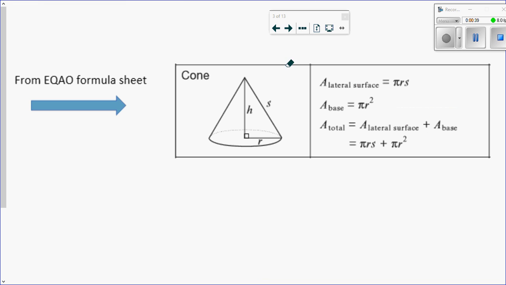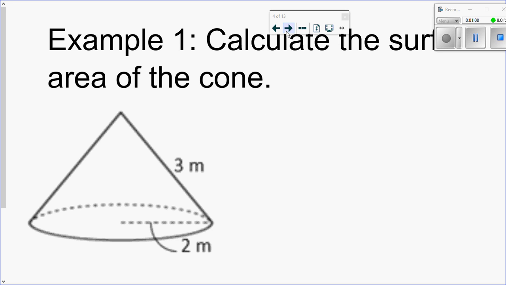The ground. That's right. If you have a look at the EQAO formula sheet, you're going to see this entry beside what a cone looks like. Notice it's got a little funky S there, and that is referred to as the slant height. And you'll see it makes a marvelous appearance here. Be careful, it is an S and not a 5.